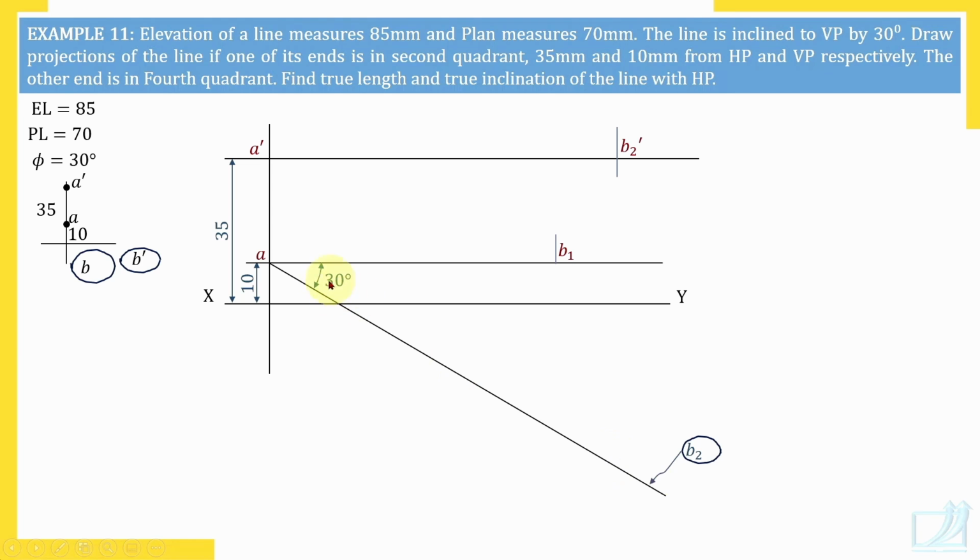AB2 is true length showing true inclination, but that true length is unknown. That's why we could not confirm position of B2. So here I have mentioned that on this line somewhere B2 is. Have you brought all measurements on paper? Yes. 10 and 35 here, this phi angle 30 degrees here, and then EL 85 we have measured here and PL 70 we have measured here. When we have brought all 5 measurements on paper, what does that mean? Now by drawing horizontal vertical lines and using rotation of EL PL, we will be able to complete the drawing.